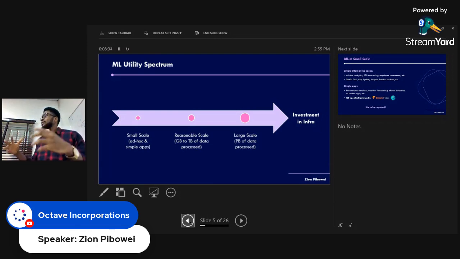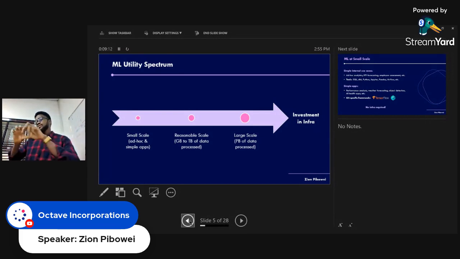Then we have machine learning at reasonable scale, where we begin to talk about gigabytes and terabytes of data. Then we have machine learning at large scale, where we talk about Facebook-scale, Uber-scale, Netflix-scale data, petabytes of data. A petabyte is 1,000 terabytes, or 1 million gigabytes, or 1 billion megabytes. That's how big it is. An organization like Facebook generates about 4 petabytes of data, that's 4 billion megabytes, in just 1 hour.